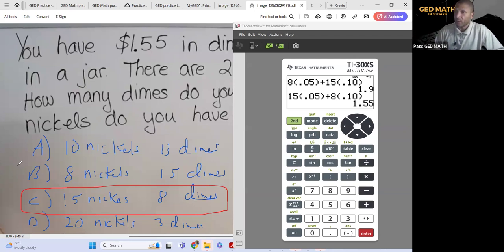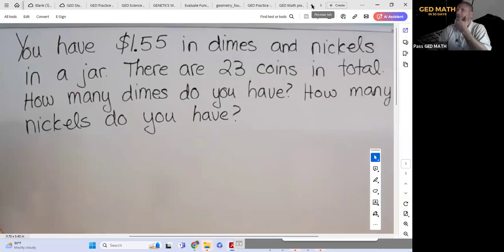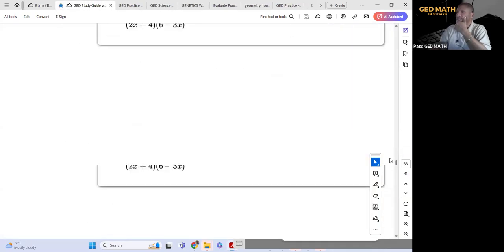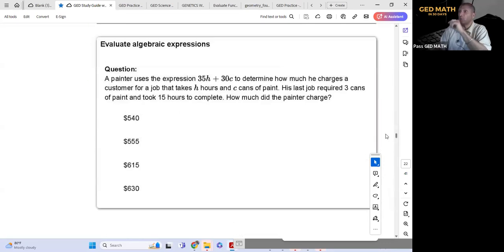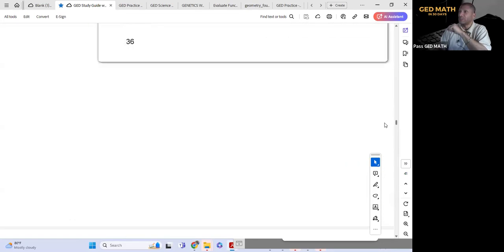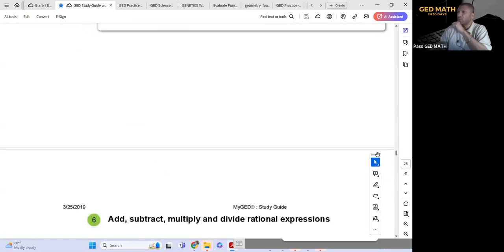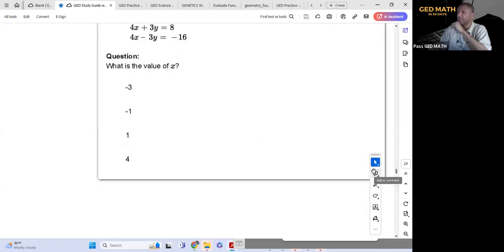Now, you also might get one like this. Where's the study guide? There we go. You also might get one like this. And again, this is not difficult. You just need to understand the steps that you need to take to solve it. There we go, right there.